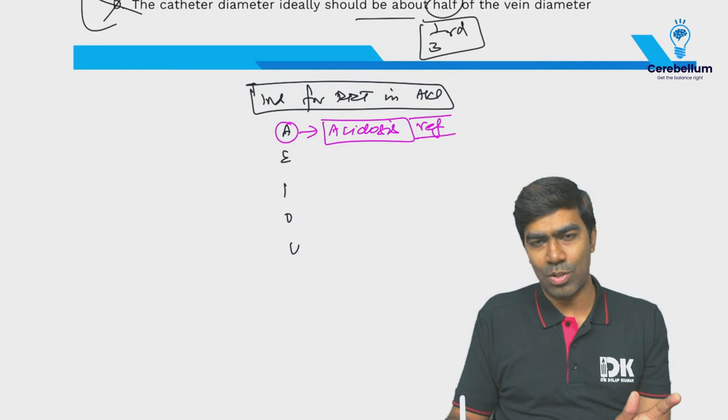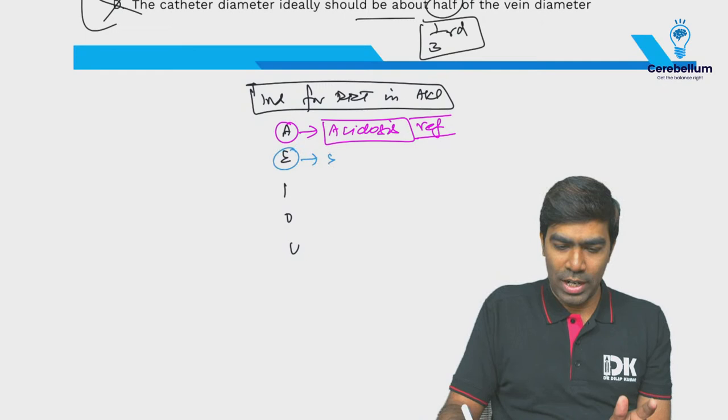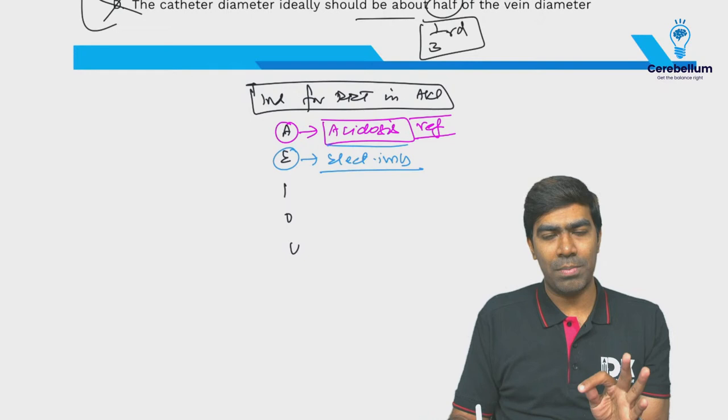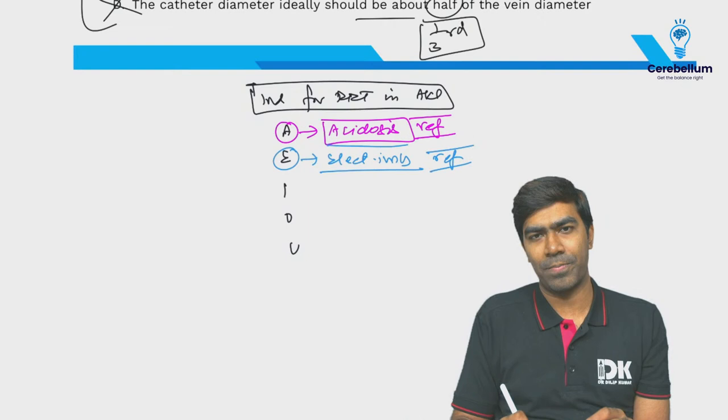Second, E stands for electrolyte imbalances. In acute kidney injury, what is the most important electrolyte imbalance? Hyperkalemia. That's what is going to kill the patients most of the time if it's electrolyte-related death. So hyperkalemia, especially if it's refractory hyperkalemia. You have tried your basic measures, but it's not working. You're going to go for dialysis.